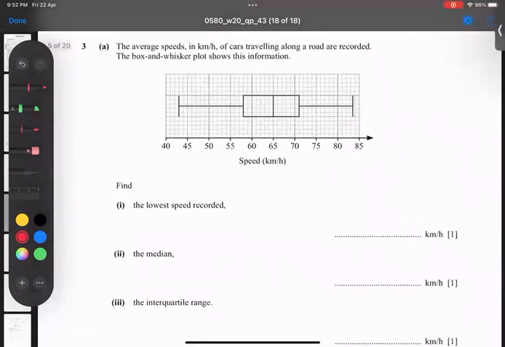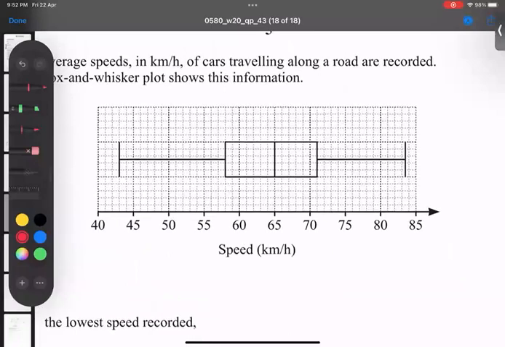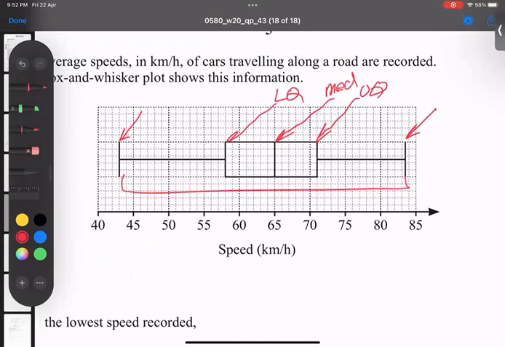Question number 3. He is asking about the box and whisker diagram we have here. You can see what is the smallest value in this diagram. Let me introduce you. This is called the smallest value. This is called the highest value. This is the lower quartile. This is the upper quartile. And this is the median. Make sure you don't forget it. And this is the range. If someone asks you to subtract these two numbers, it is called the range.